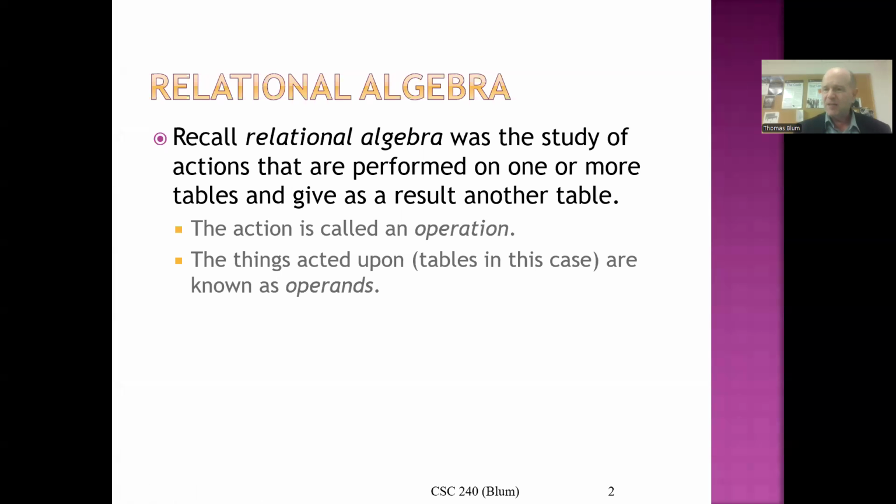Okay, so relational algebra is just ways to combine tables. So we're taking tables, we're taking parts of tables, combining them with other tables. We're doing the algebra of tables. And so the actions are known as the operations. The tables then would be the operands.